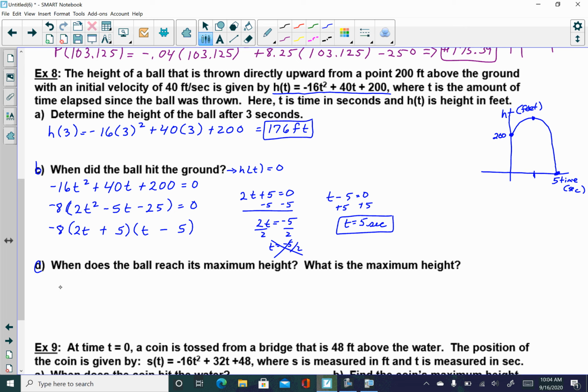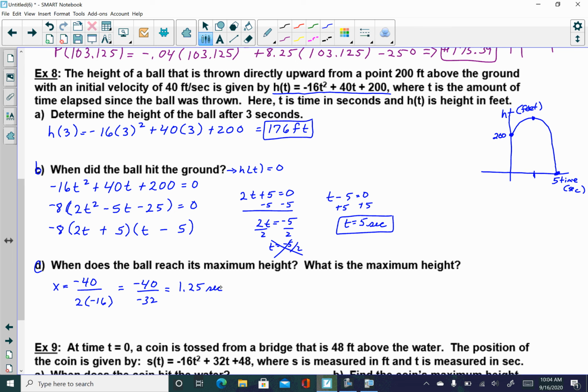We are in standard form, so our vertex is opposite b. So opposite b, negative 40 over 2a, 2 times negative 16. So I end up with negative 40 divided by negative 32. Do that division, and we should land at 1.25 seconds.